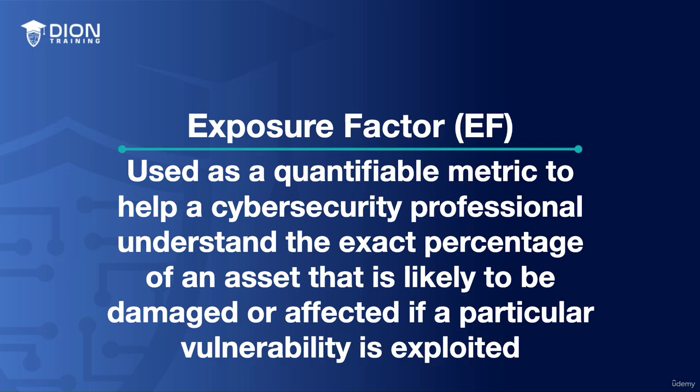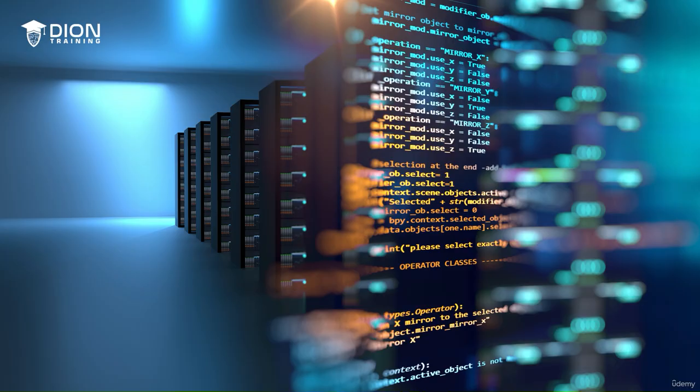Fifth, we have exposure factor of the vulnerability to consider. Now, the exposure factor, or EF, is used as a quantifiable metric to help a cybersecurity professional understand the exact percentage of an asset that is likely to be damaged or affected if a particular vulnerability is going to be exploited. At its core, the exposure factor is an estimation of the amount of loss that a vulnerability might cause to your organization. For example, if a critical database contains sensitive customer data and it was compromised, the exposure factor would be considered pretty high, as a large portion or potentially the entire database and that asset could be put at risk. On the other hand, if the vulnerability only exposes non-critical information, the exposure factor there would actually be assigned much lower because it's affecting a much less significant portion of our business or that asset.